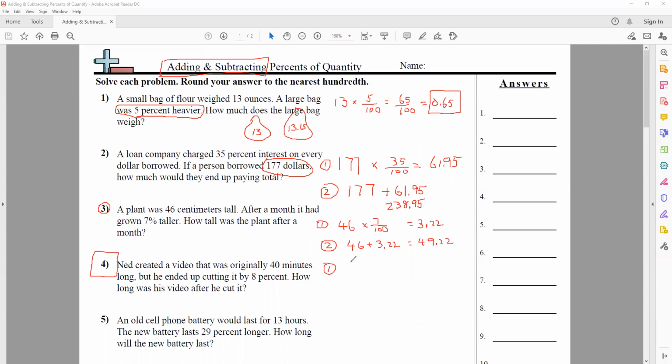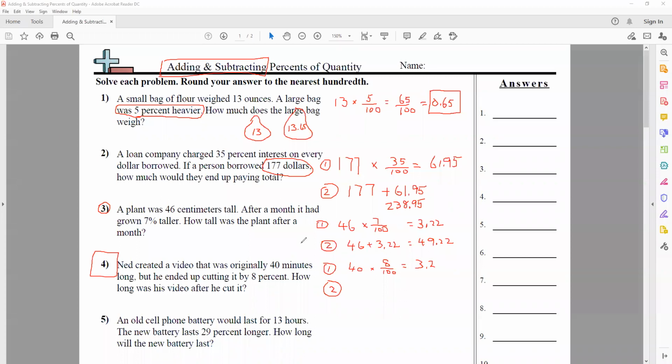Let's see here. 40 times 8, which is 320. 320 divided by 100 is 3.2. Okay, now be careful with step 2. Read the question and see what they want.